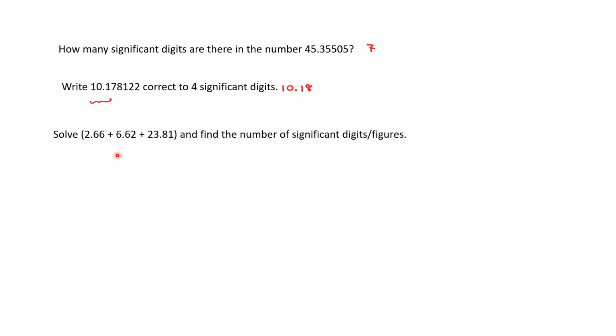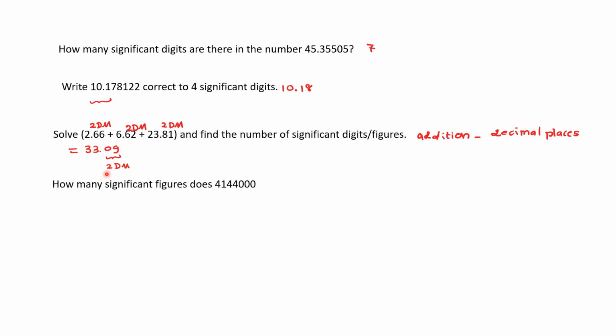Solve this operation and find the number of significant figures. So this is an addition. When we do the addition, we are going to consider the decimal places. So let's look at the decimal places in each number. This one has 2 decimal places, this one also has 2 decimal places, and this one also has 2 decimal places. So our final answer is going to be in 2 decimal places.